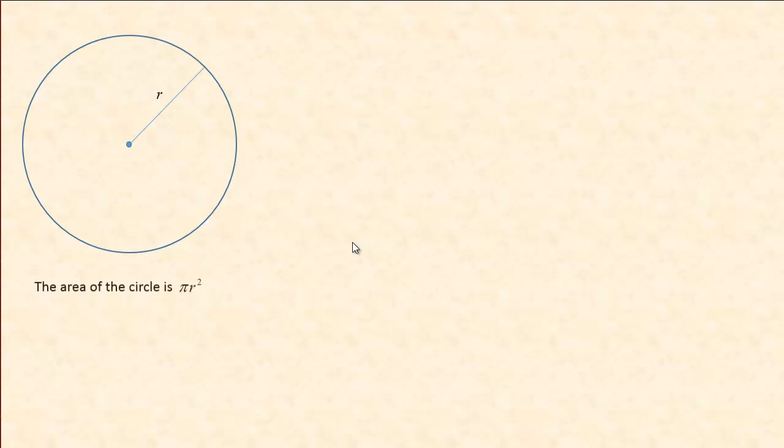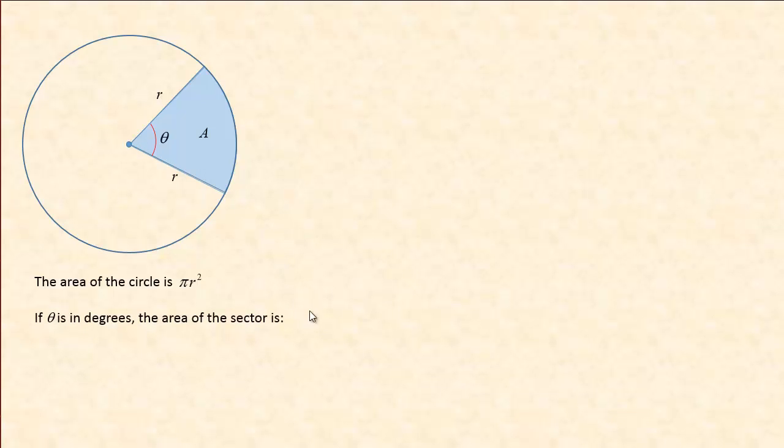Now let's consider the area. So the area of a whole circle is pi times the radius squared. We're just interested in a sector here with the angle theta at the middle. So the sector is going to be theta out of a full 360. If theta is in degrees, the area of the sector is going to be theta over 360, that's the fraction we have, multiplied by the area of the whole circle.